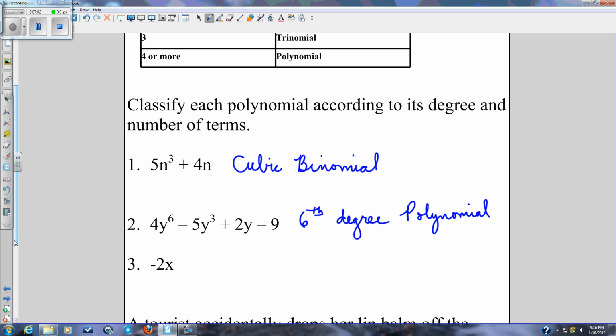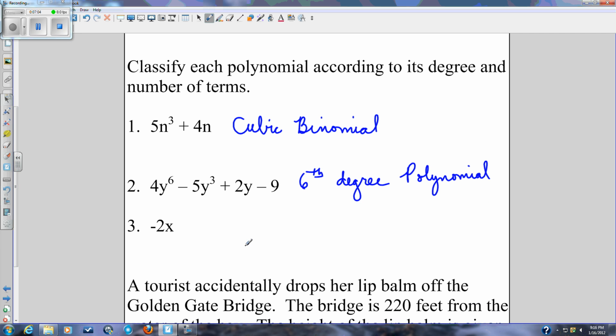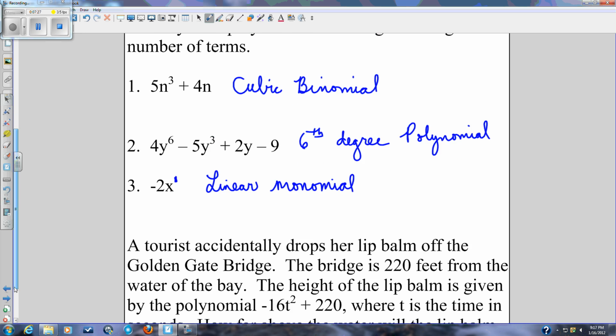Lastly, in example 3, negative 2x. That's just one term, so we know it's a monomial. And the highest exponent here is 1. You can imagine that being written in. And if the highest exponent is 1, looking back at your chart on your previous page, you will see that is linear. So we have a linear monomial.